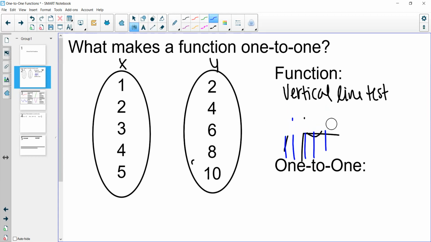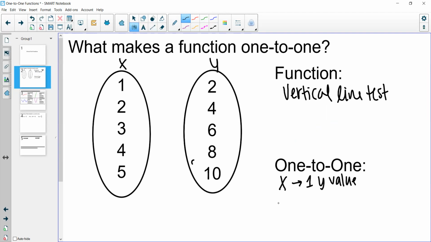Now, what does it mean for a function to be a one-to-one function? Well, in order for it to be a one-to-one function, each x value goes to exactly one y value, which is what makes it a function. So one y value. And similarly, there's only one x value per y value. So one x per y.